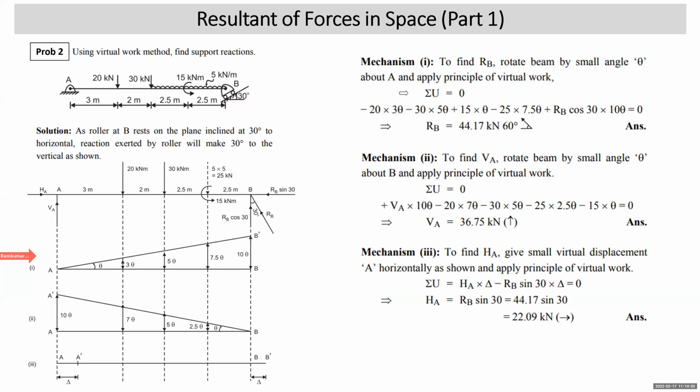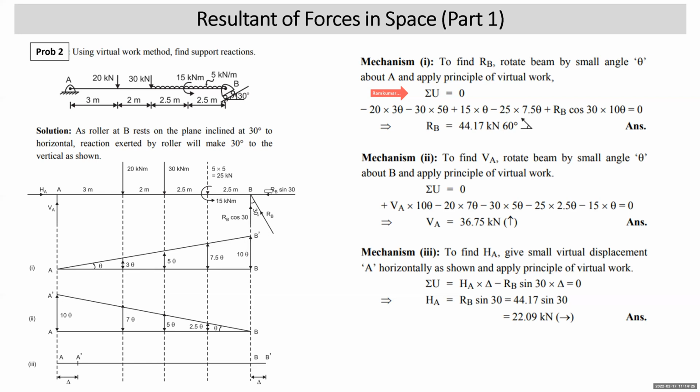So we apply the principle of virtual work. Now start from the left hand side: minus 20 into 3 theta, minus 30 into 5 theta, minus 25 into 7.5 theta. All these forces are doing negative work, because these forces are acting downward and the point of application is shifted upward. RB cos 30 is upward into 10 theta, and will do positive work because the force is upward and the point of application has also shifted upward.